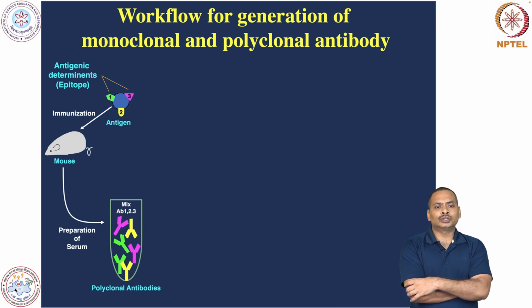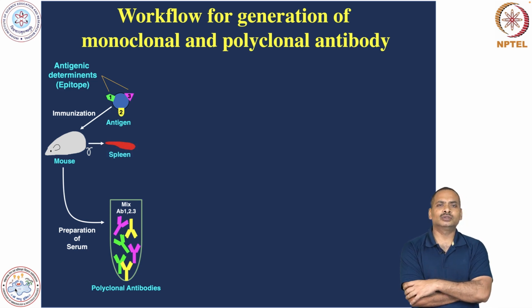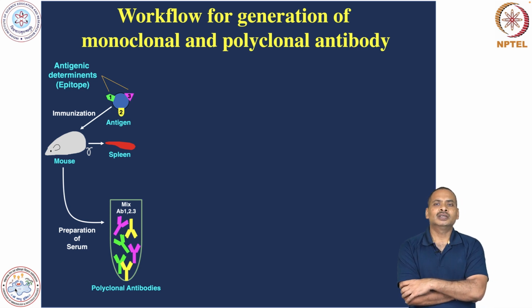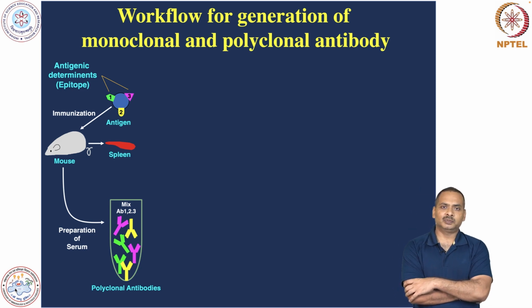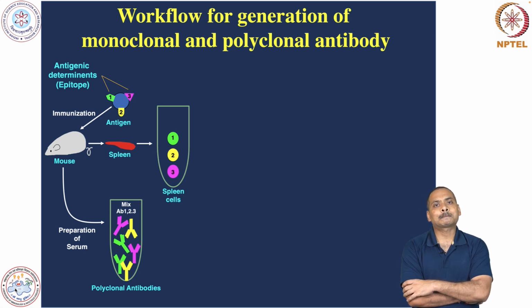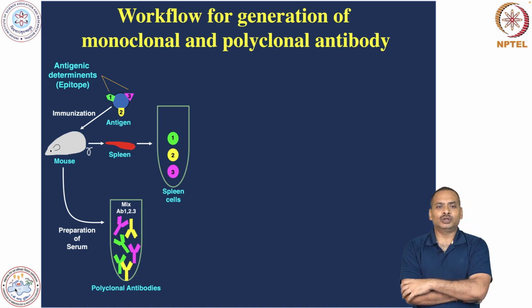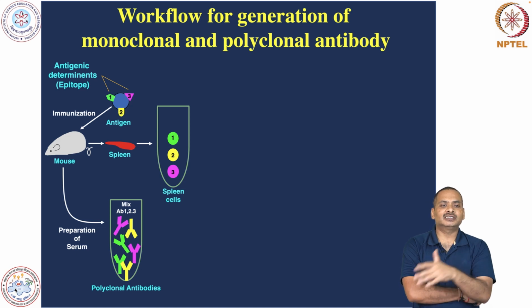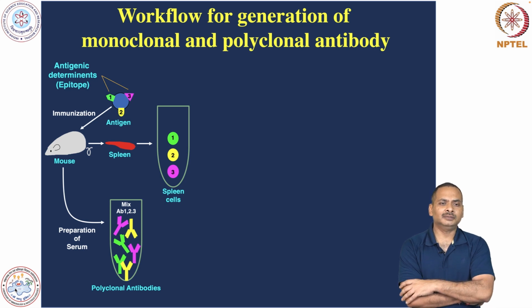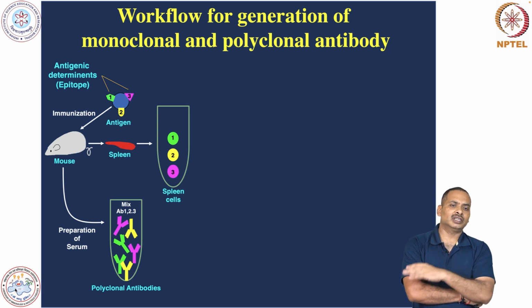The workflow is that you immunize the mice, and when the mice show a very good titer of antibody, you sacrifice the mice. After sacrificing, you take out the spleen, which contains the B cells, each making a particular kind of antibody. Here you can see the spleen has three kinds of B cells: the green, the yellow and the purple. Green will make the green antibody, yellow will make the yellow antibody, and so on.